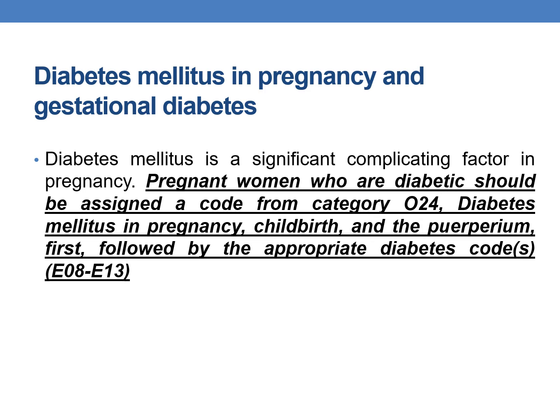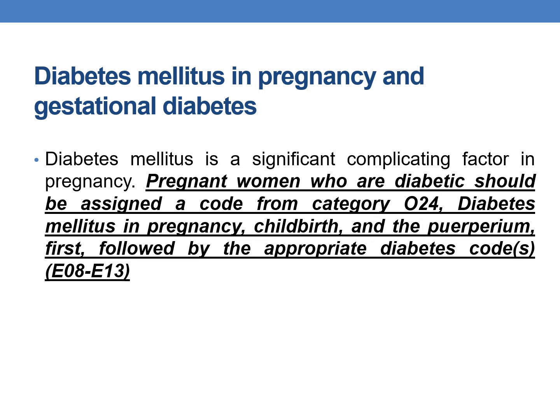Now coming to diabetes mellitus in pregnancy, gestation and gestational diabetes mellitus. Diabetes mellitus is a significant complicating factor in pregnancy. Pregnant women who are diabetic should be assigned a code from the category O24, that is diabetes mellitus in pregnancy, childbirth and puerperium, first, followed by appropriate diabetes codes.